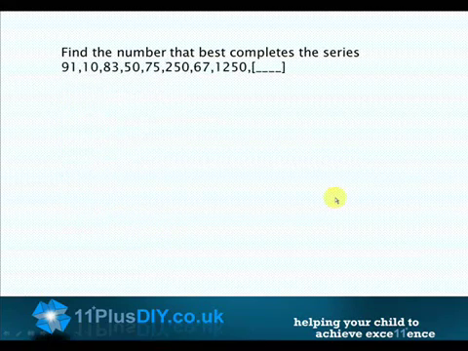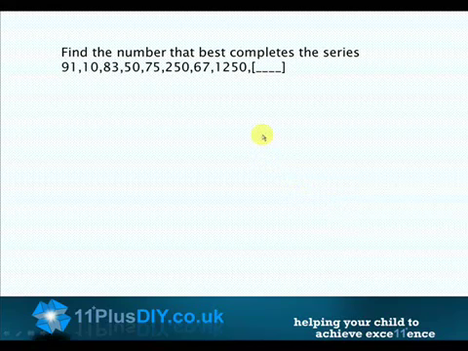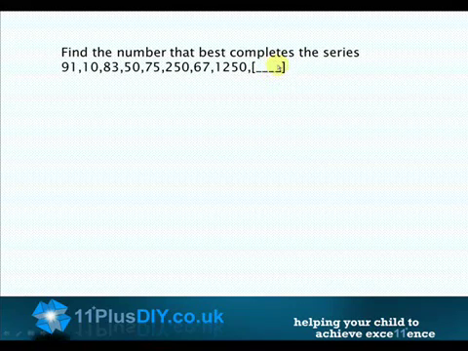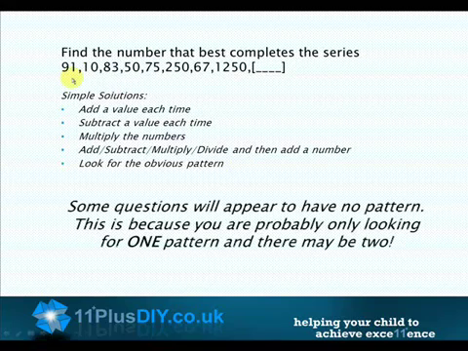Now let's take a look at a more complicated example. Find the number that best completes the series 91, 10, 83, 50, 75, 250, 67 and 1250. What is the missing number? Again, we apply our simple solutions looking for the obvious pattern. Now, some questions will appear to have no pattern. This is because you're probably only looking for one pattern, and there may be two.